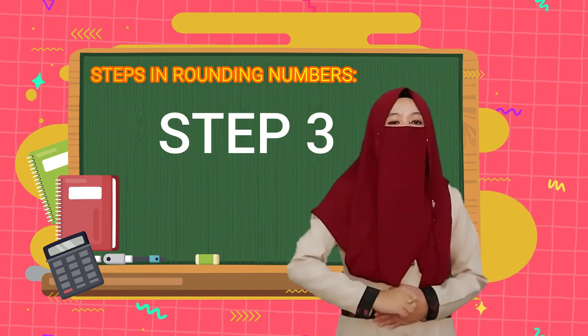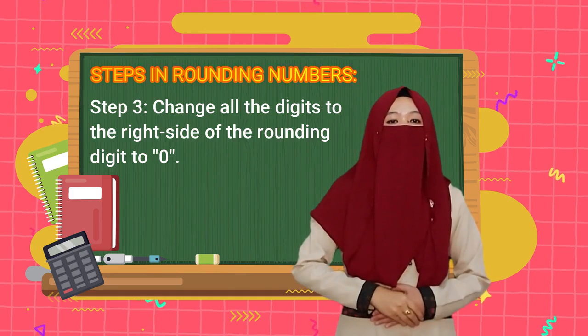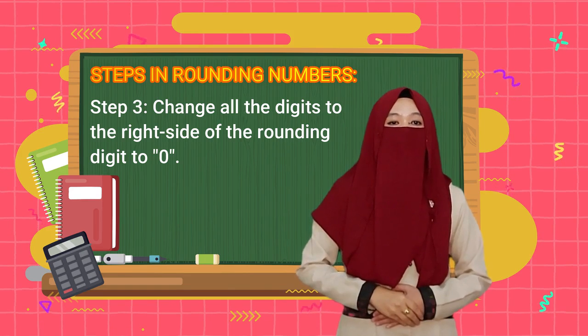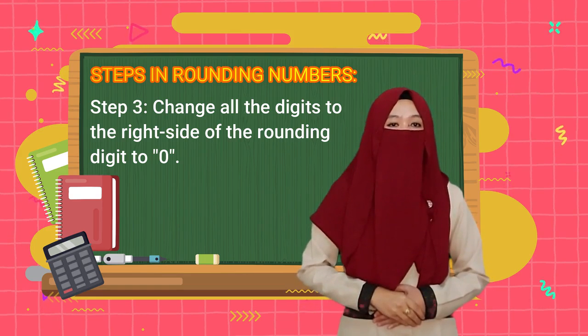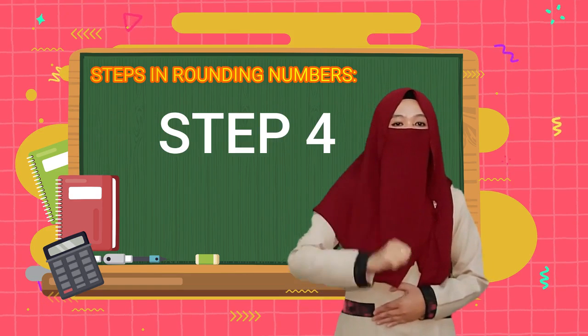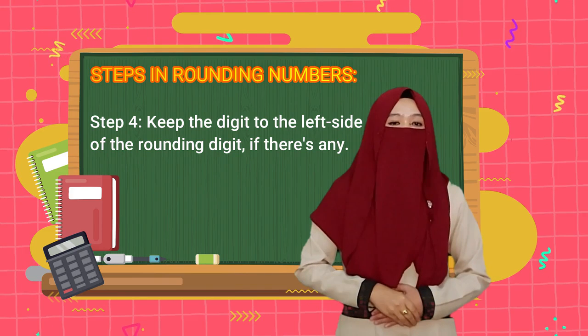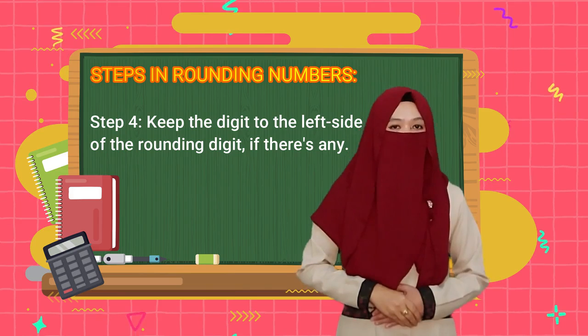Step 3. Change or drop all the digits to the right side of the rounding digit and replace them with 0. Step 4. Keep the digit to the left side of the rounding digit if there's any.